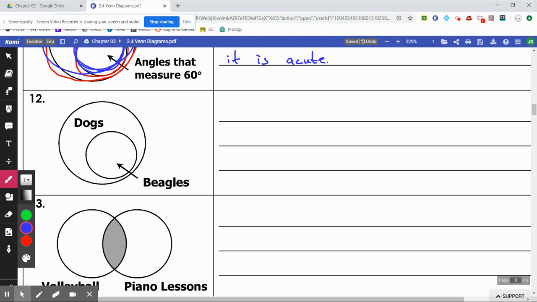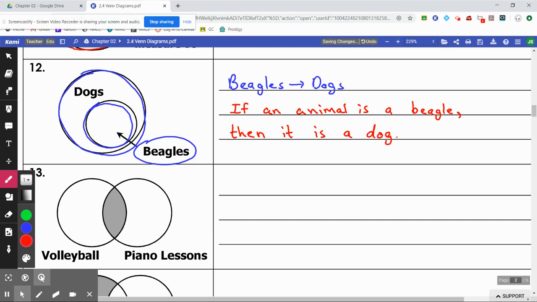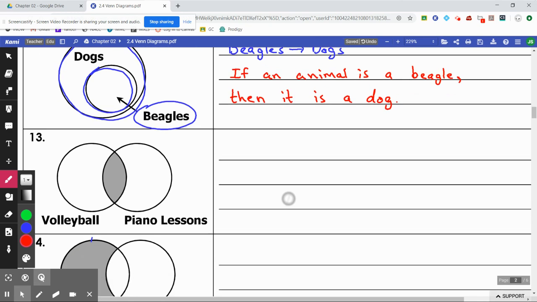The next one. Notice that all beagles are inside of dogs. There's nothing that's a beagle that's not a dog. We already know that. So if it's in beagles, that implies that it's in dogs as well. Let's write that as an if-then statement. If an animal is a beagle, then it must be a dog. And that would be your if-then statement for that Venn diagram.